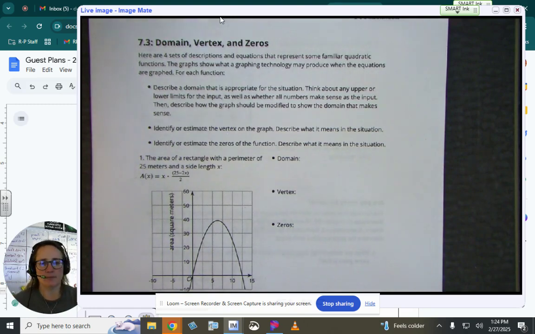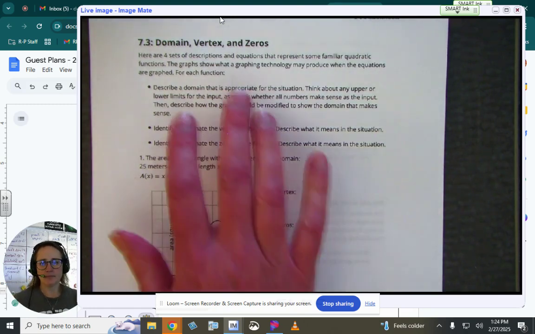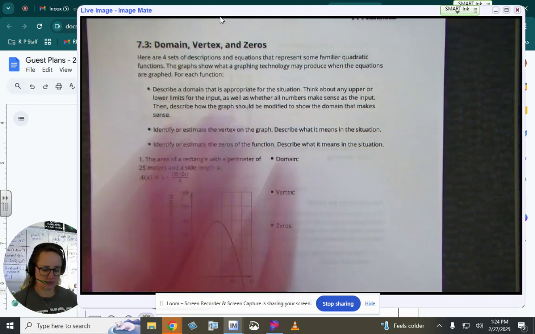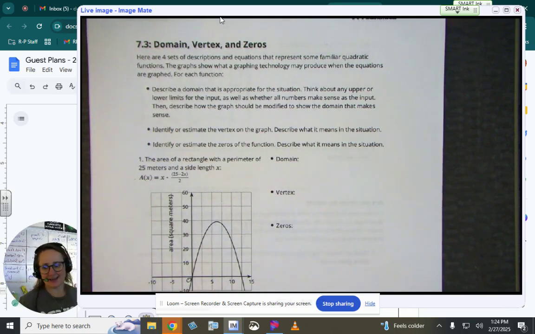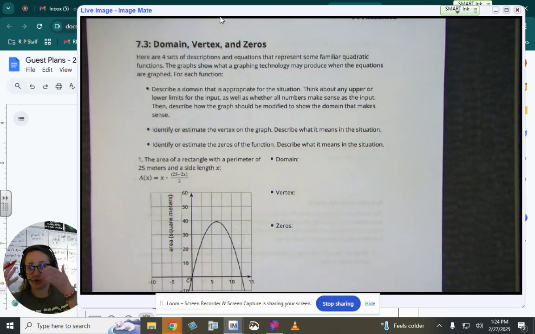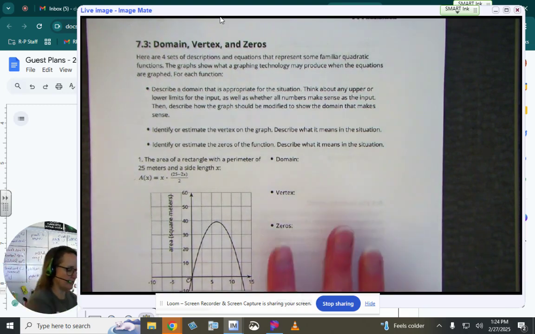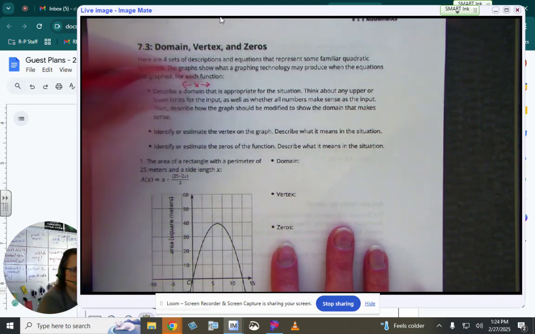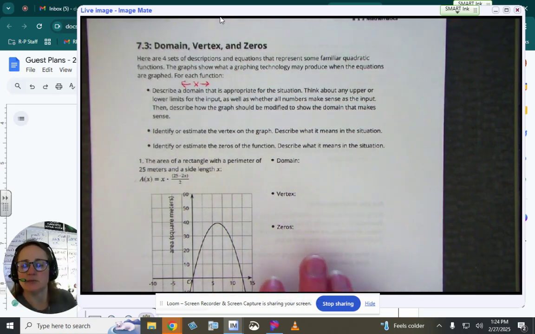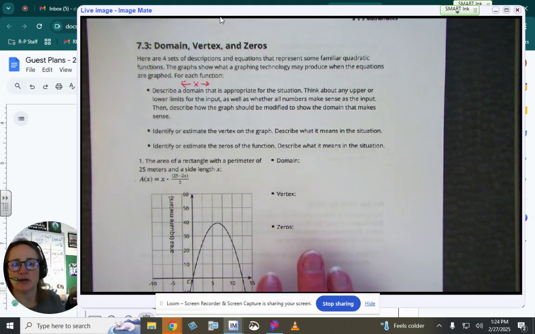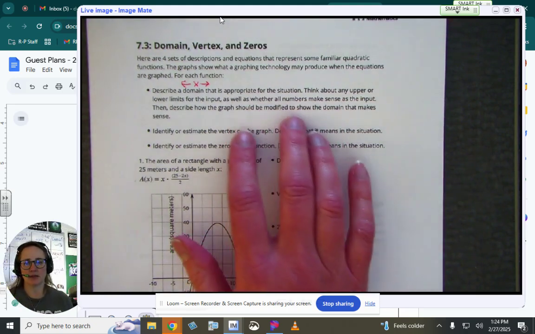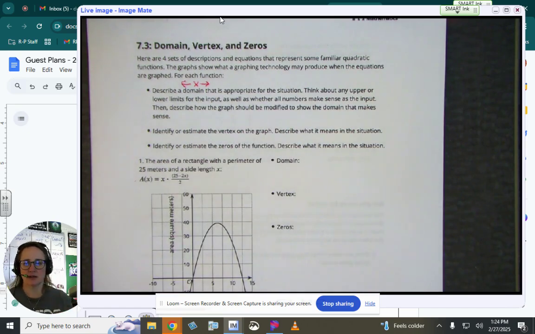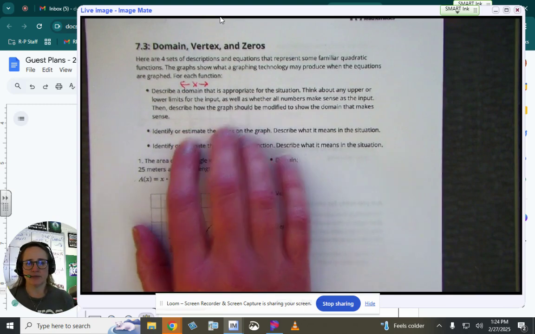And they're asking for us to describe the domain that's appropriate for the situation. Remember, domain is left and right, like doors. Okay, so remember, domain is what can our x inputs be from left to right. So that's our place that we're going to start there. Then we're going to think about upper and lower limits for the inputs and things like that so that it makes sense.